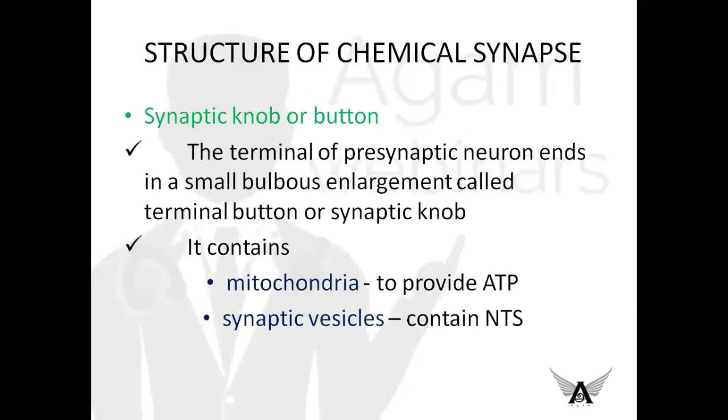Next, moving on to the structure of a chemical synapse. As I said, a synapse involves a presynaptic neuron, synaptic cleft and postsynaptic neuron. The terminal of the presynaptic neuron ends in a small bulbous enlargement and is devoid of myelin sheath, and this bulbous enlargement is called synaptic knob or terminal button. It contains two very important structures. Synaptic vesicles are rounded or spherical structures which contain neurotransmitters, and mitochondria which provide ATP for the transmission of neurotransmitters from presynaptic to postsynaptic neuron.